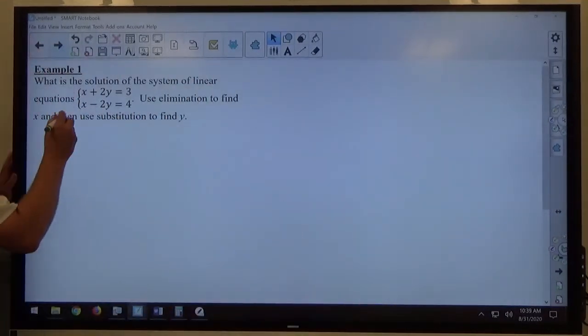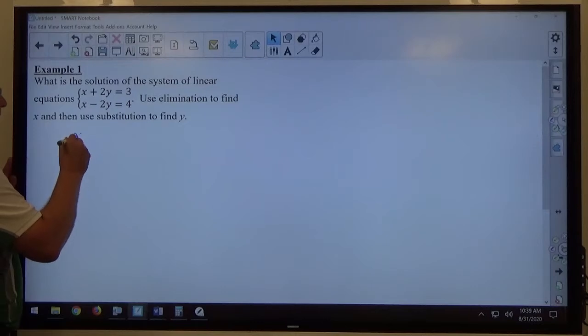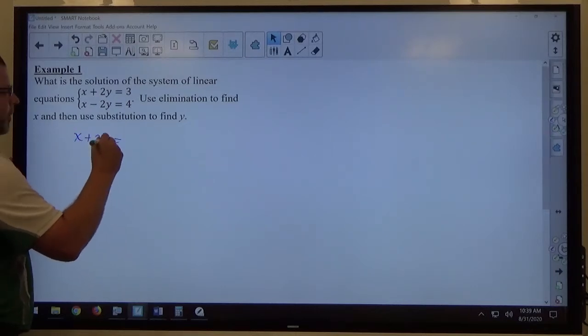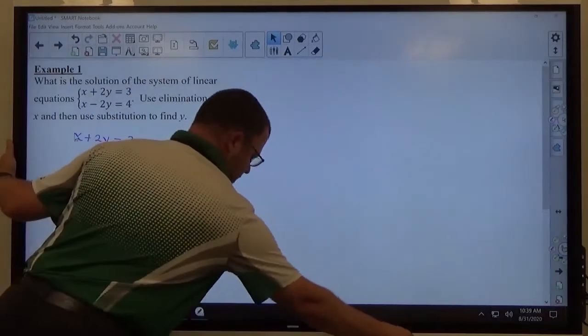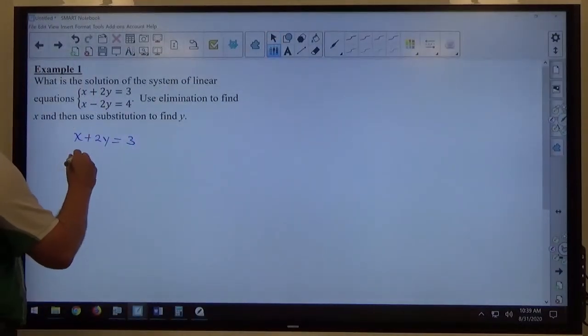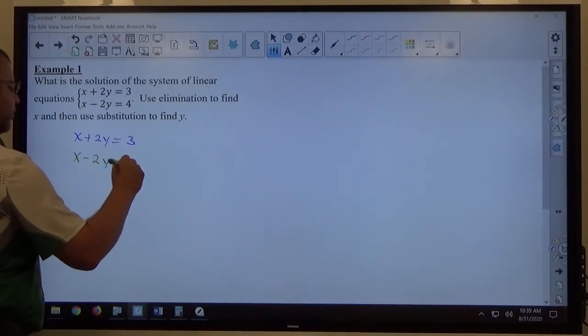So, this is our system of equations. I'm going to go ahead and write it down here. x plus 2y equals 3 and x minus 2y equals 4.